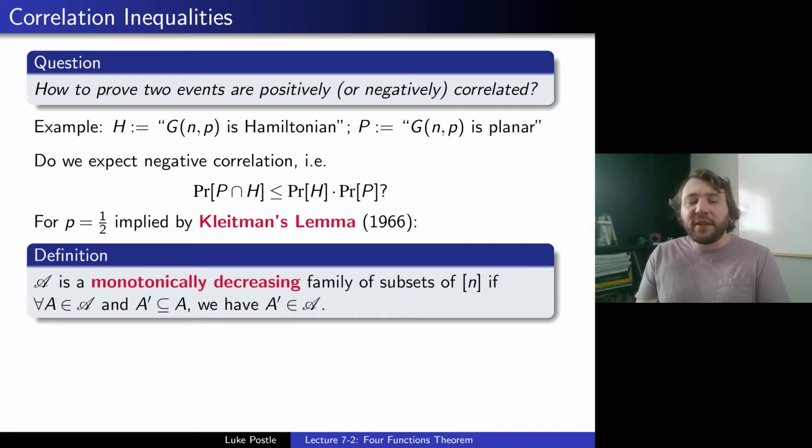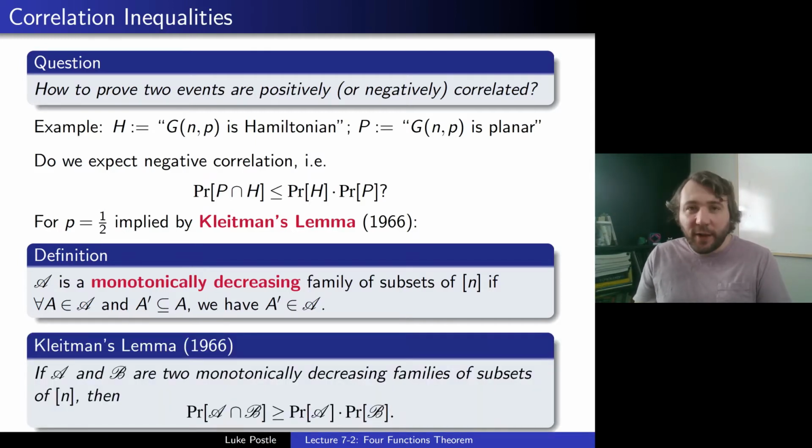So what do we mean there? Just that you're downward closed. So if you're in the set, then all of your subsets are also in this family. So that's monotonically decreasing. Of course, we could define increasing. We won't need it for today, but it would be similar, being upward closed. So then what's Kleitman's lemma?